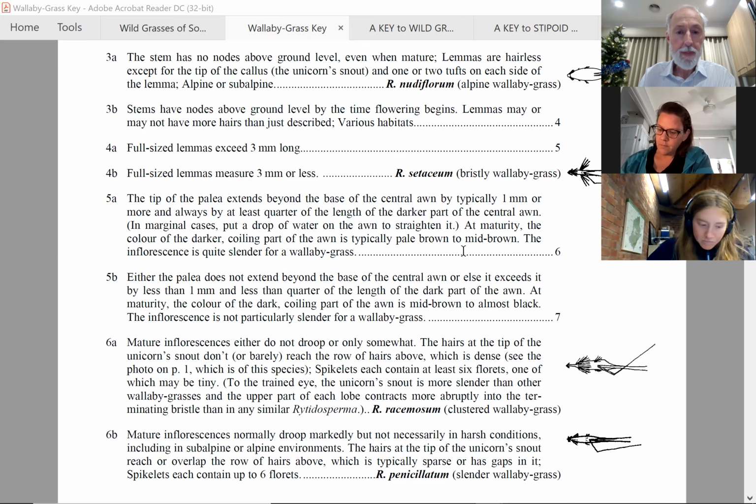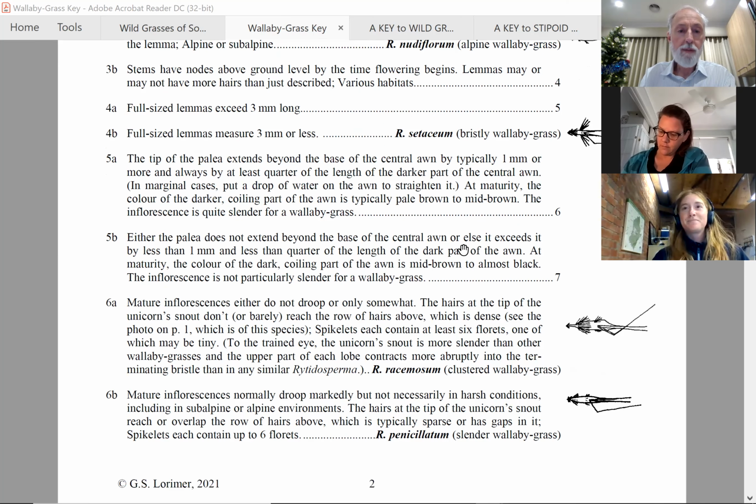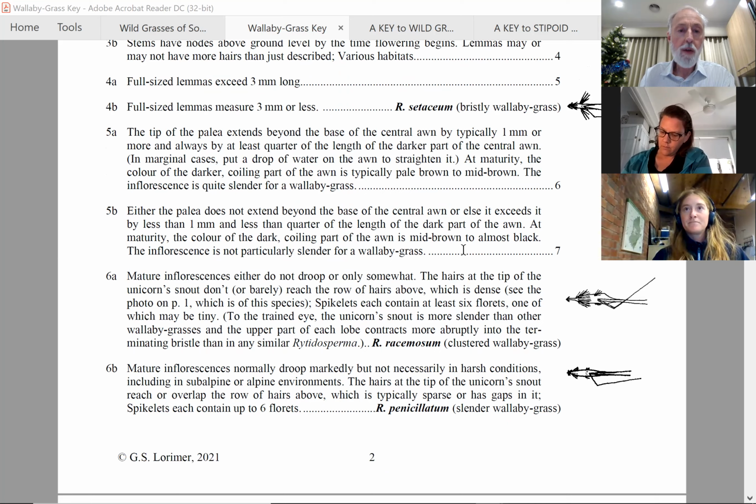Okay. Now 5B on the other hand says either the palea does not extend beyond the base of the central awn, or else it exceeds it by less than 1 millimetre and less than quarter of the length of the dark part of the awn. No, that can't be right. Also, at maturity, the colour of the dark coiling part of the awn is mid-brown to almost black. Ours I'd call mid-brown. It's a bit subjective, so that might be okay. But the fact that the earlier part isn't okay means that the whole thing is no good.